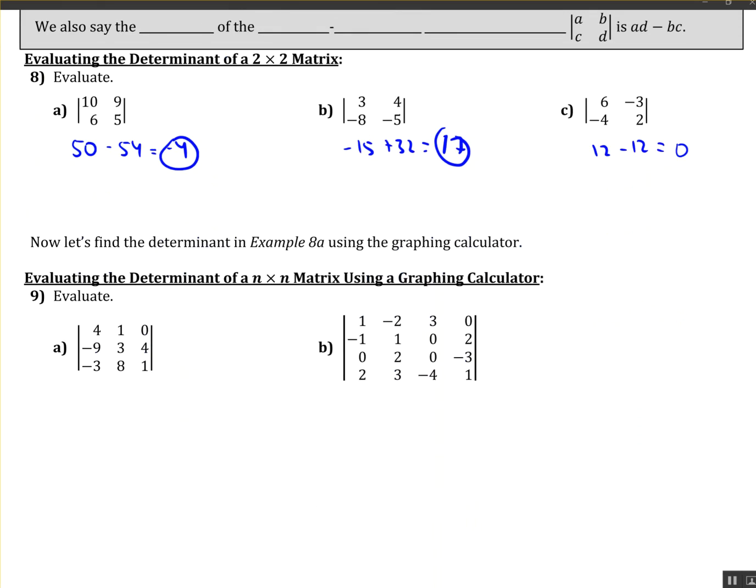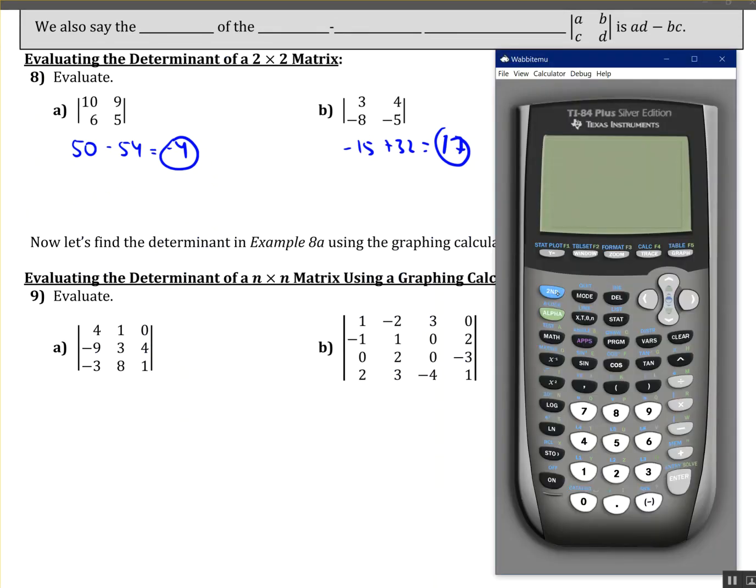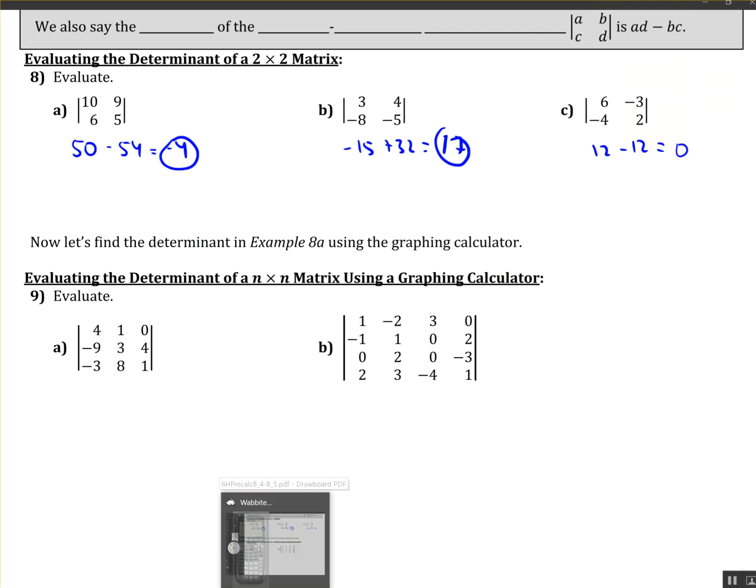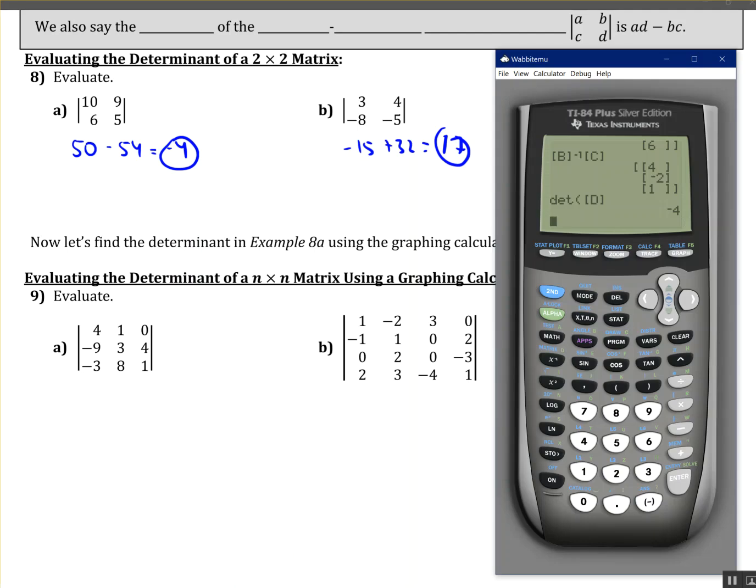All right, how can we do that example using a calculator? Let's punch in our matrix. It's a 2 by 2, and it's 10, 9, 6, 5. Then I go into matrix, math, det. I called it D, and I get negative 4. Similarly, I can do that. There is a way to do it by hand. I'm not too concerned about it, so just know that you can if you wanted to, but we're not going to spend time on that.